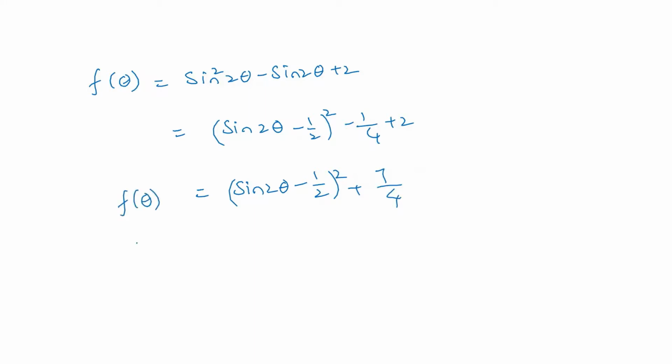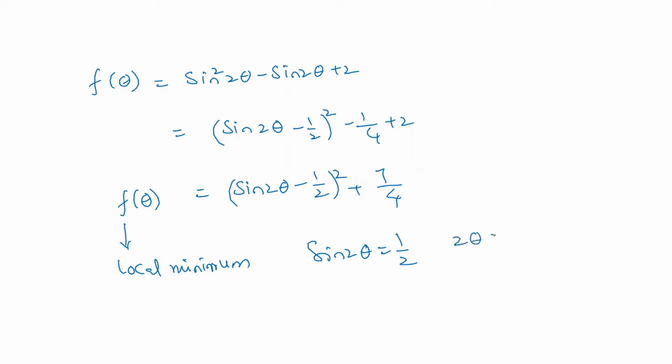But in the question, we are talking about the local minimum. So for a local minimum, what do we have to get? For a local minimum, f of theta is simply going to be minimum. For that, we simply have to get sine 2 theta equal to 1 by 2, because as this is a square, this value will always be bigger than 7 by 4 only, unless this value is going to be 0. So that is what we are going to do here. Sine 2 theta should be equal to 1 by 2.